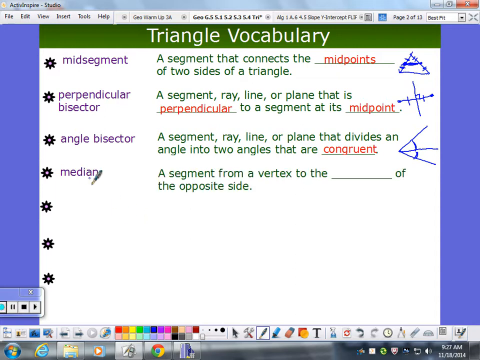Now a median is something else. A median is a segment from a vertex to the midpoint of the opposite side. Do you know what that is? Midpoint. It is a midpoint, yes. So let's say I want the median in a triangle, so this would be like, say, a midpoint here. So it's from the vertex to the opposite side. This would be a median. It connects a vertex to a midpoint.